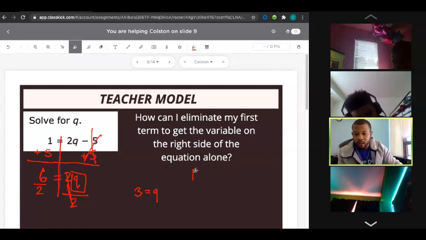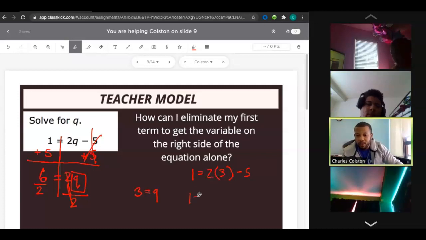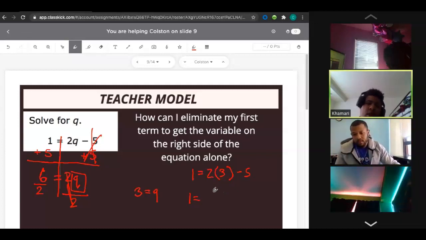So now when we go back, we want to check to make sure what we did was right. So I'm going to put 1 equals 2q minus 5. And instead of putting a q there, we know q equals what now, y'all? What does q equal? 3. Q equals 3. So now we have 1 equals 2 times 3 minus 5. What is 2 times 3, y'all? 6. We have this minus 5.